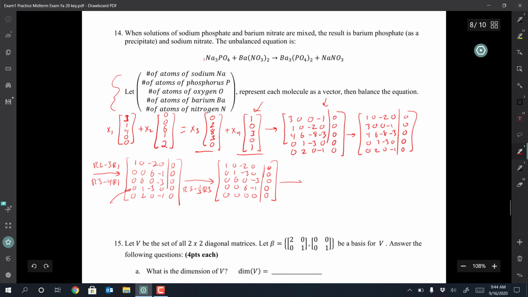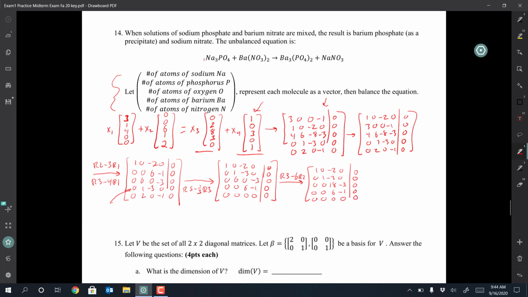Now at this point, I'm going to take row 3 minus 6 times row 2. 1, 0, negative 2, 0, 0, 0, 1, negative 3, 0, 0, 0, 0. 0 minus 6 times negative 3 is positive 18. And then I'll have negative 3 and 0. And 0, 0, 6, negative 1, 0, and 0, 0, 0, 0, and 0.